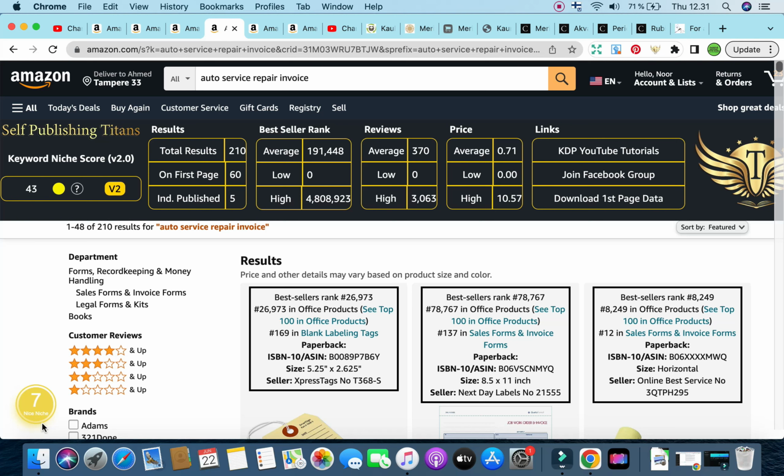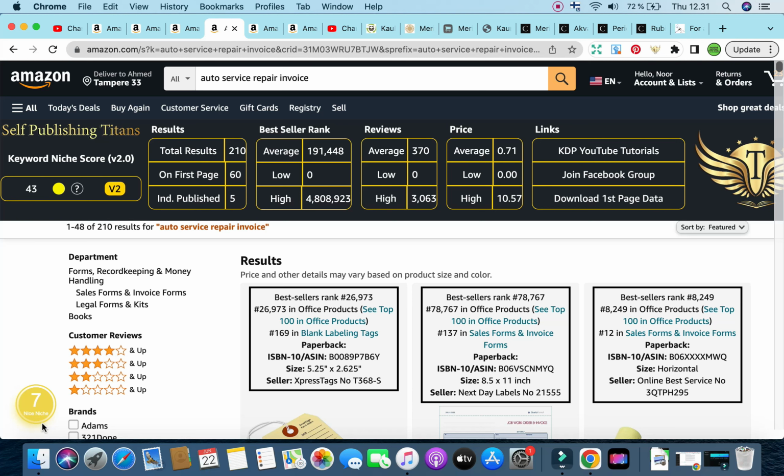Self-Publishing Titans has given us a keyword score of 43 and total results of 210. We do have the average bestseller rank being 191,448. Average reviews are 370, and average price, there seems to be some sort of error right here. It is 0.71 cents. We will not take that into account.